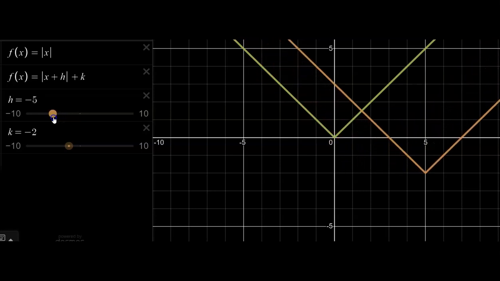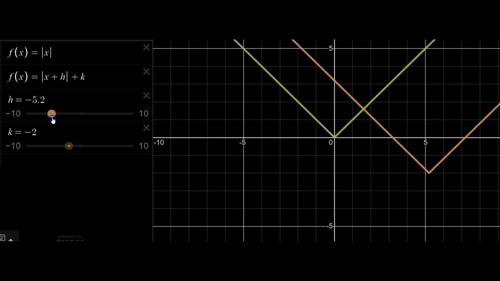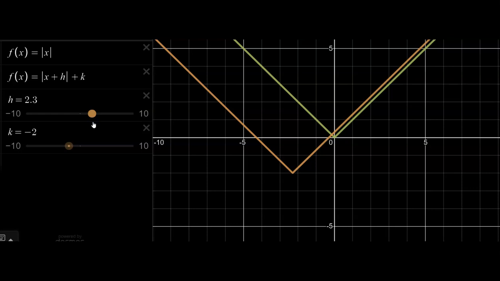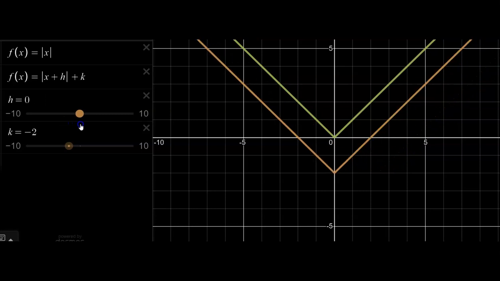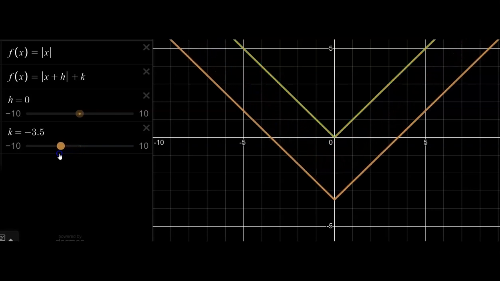Look at that. So we have two things going on here. The h, which is the number inside, does the opposite. If it's positive, it's going to shift to the left. If it's negative, it's going to shift to the right, right? And then the number on the outside does as it says. If k is positive, it's going to move up, whereas if k is negative, it's going to move down.